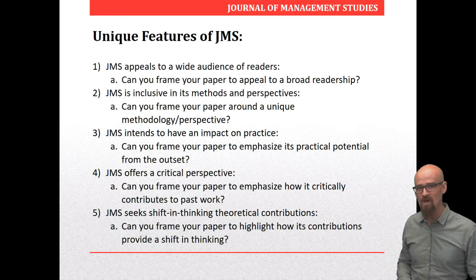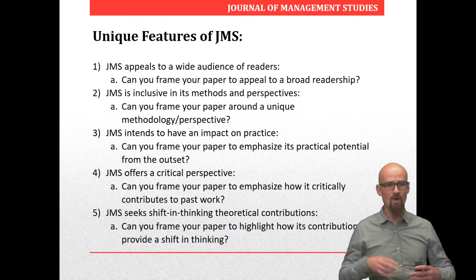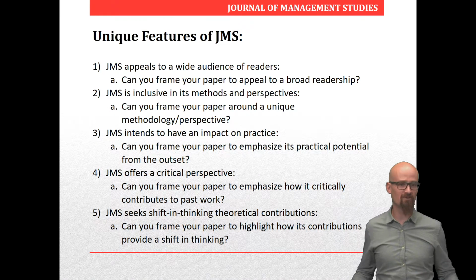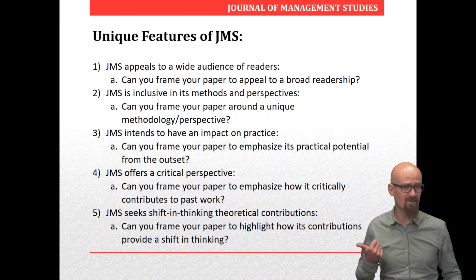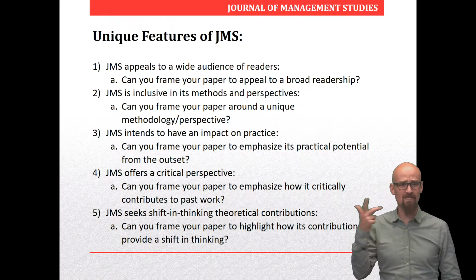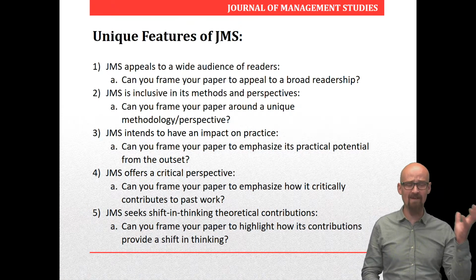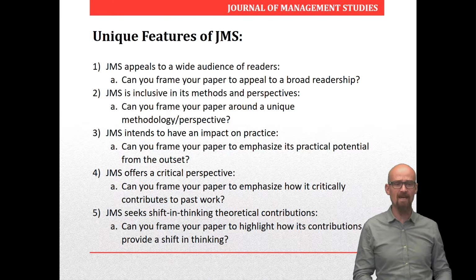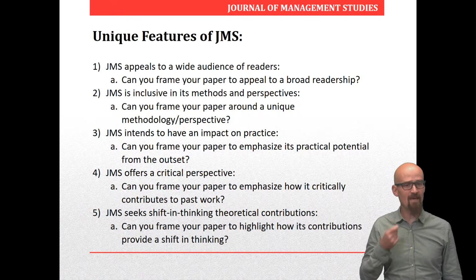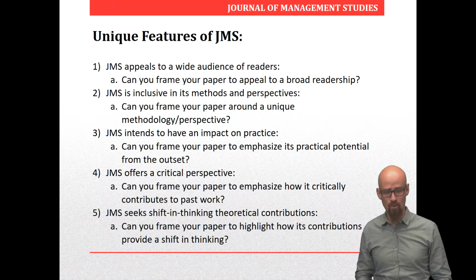What you see here are 5 what I would call unique features of JMS. And I say unique here because, of course, there are certain features of what we expect for publications that are true for other top outlets, right? Such as the quality of the data, making sure that your contribution is well theoretically framed such that it can lead to a good theoretical contribution, the fit between the data that you have and the contribution that you have, all things that I think other top journals have emphasized. What I will focus on here today is the things that I believe make JMS a little bit more unique, and thus how you can frame your paper accordingly.